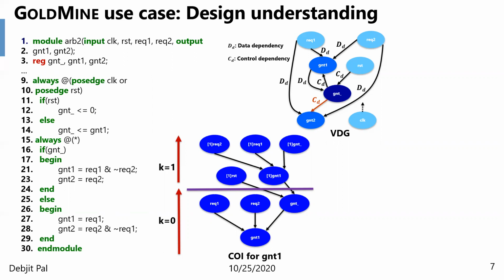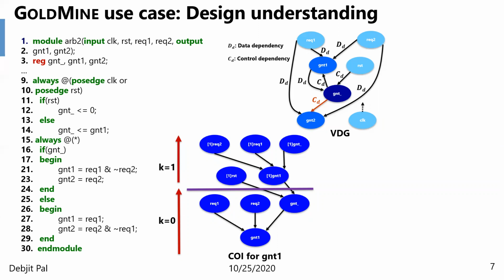In this example, we consider the primary output variable grant1, and in order to understand the sequential dependencies of grant1 on other design variables over multiple clock cycles, we unroll the design for 2 clock cycles. Essentially, in this graph, we see that grant1 in the first cycle is dependent on grant underscore, and by transitivity, we see that GNT1 is also dependent on the value of grant1 in the previous clock cycle, and so on and so forth.